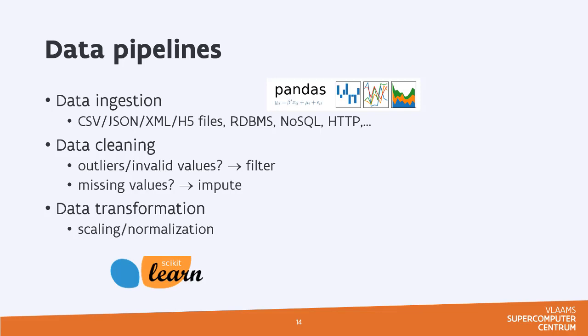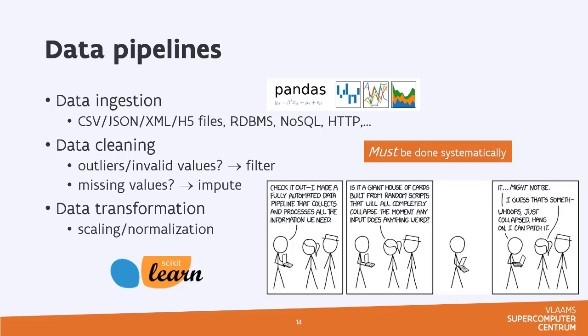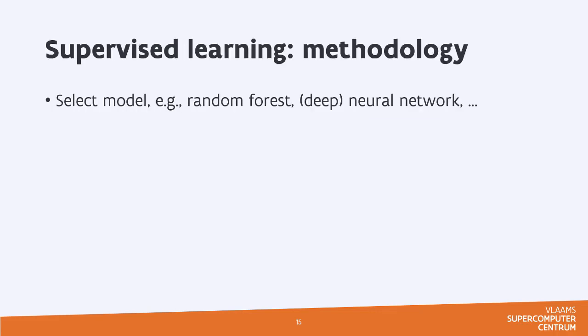And to do data pipelines, scikit-learn is actually a very nice toolbox. And we'll give some examples of how you do a data pipeline in scikit-learn in a systematic way. And the point is, it must be done systematically. If you don't have a systematic data pipeline, your project is quite likely to fail.